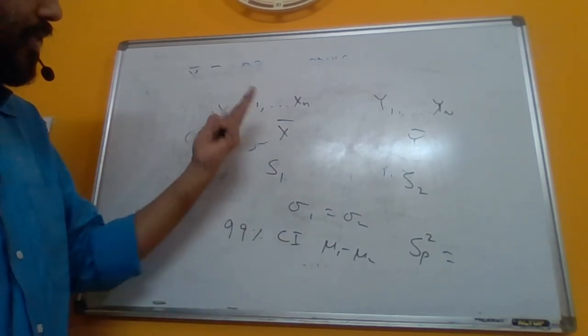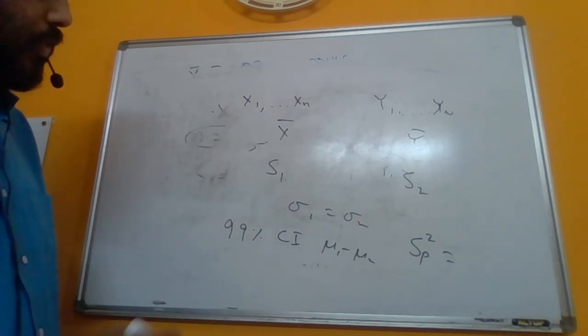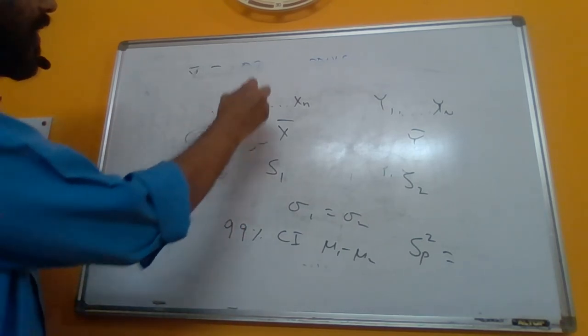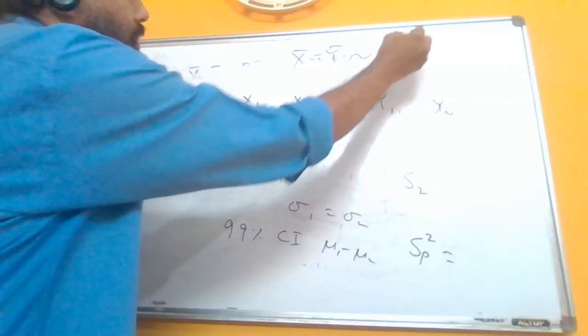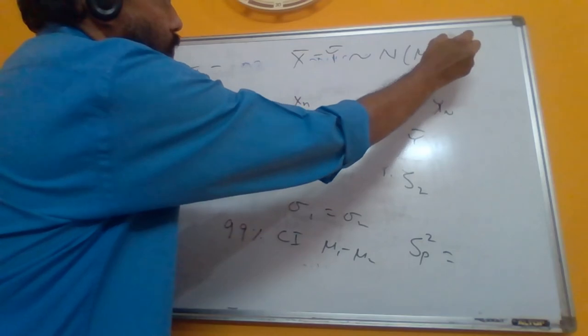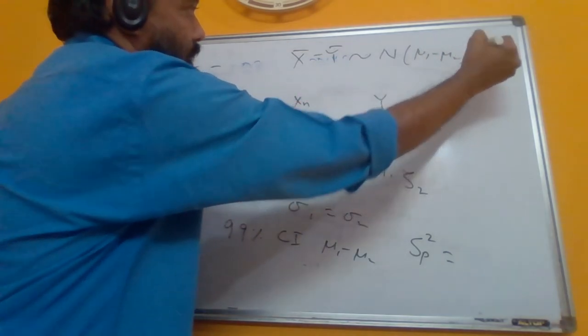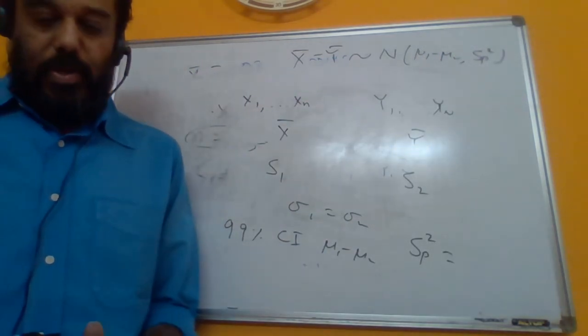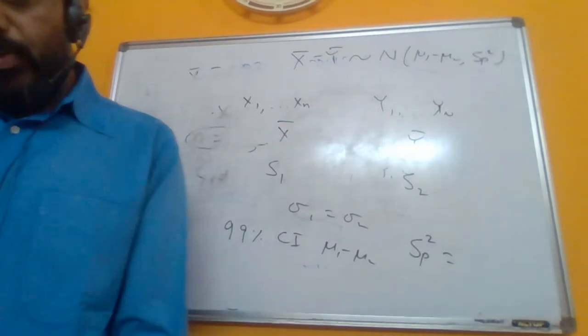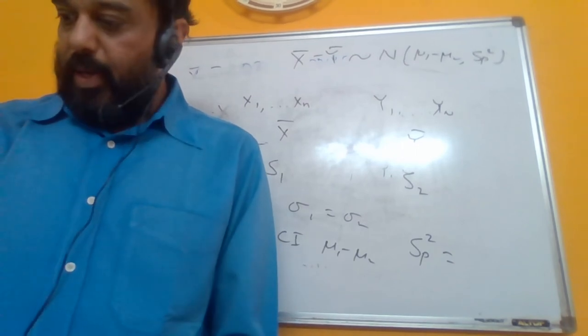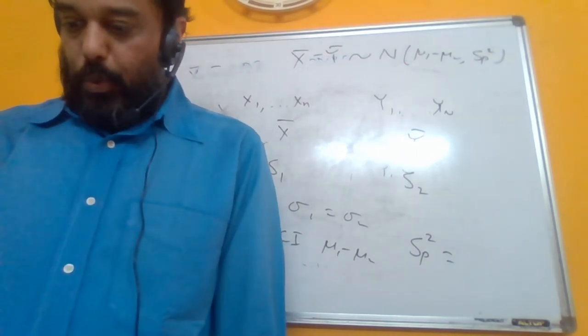Okay, just what I just discussed before I erase this out. So you know that x bar minus y bar is normally distributed with mu 1 minus mu 2 and sp square being the pooled variance. And you know how to calculate that pooled variance like we just discussed. So that was problem number 42.